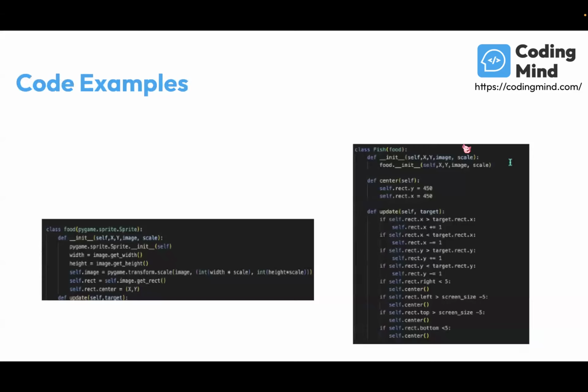These are some examples of my code. This would be the food class, which gives the object its basic rectangles and stuff like that. And then this is the fish class, which inherits from the food class.